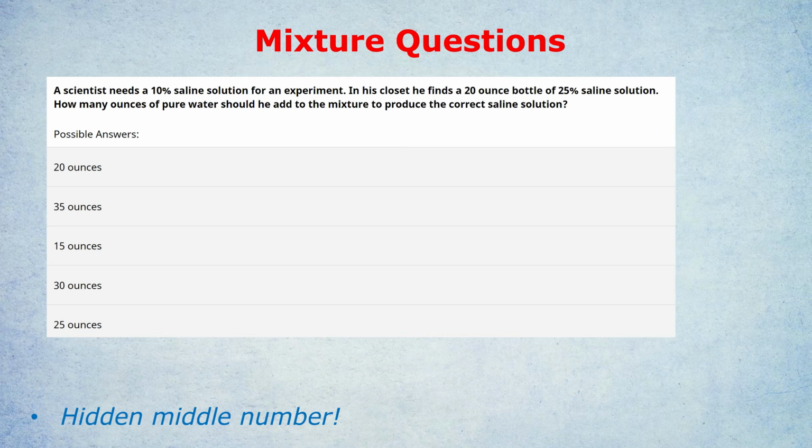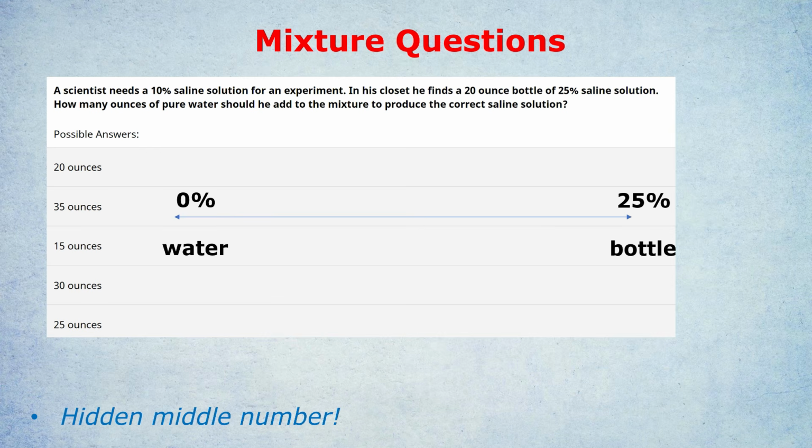So we have the number line again, our favorite method. We have 0 on the left, that's the pure water, that's 0% salt. On the right, we have his 20-ounce bottle of 25% saline solution. And our goal is to end up with 10% saline solution. That's in the middle. There's our middle number between 2 extremes. You notice I've snuck this trick in no matter what the mixture question is.